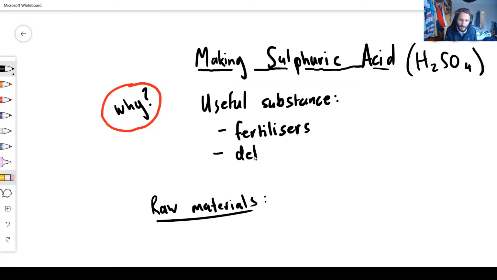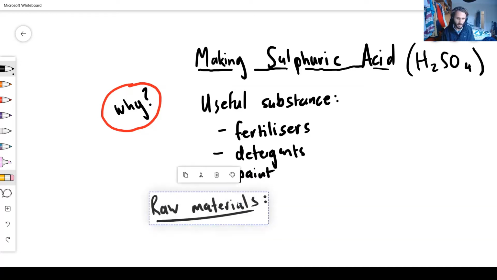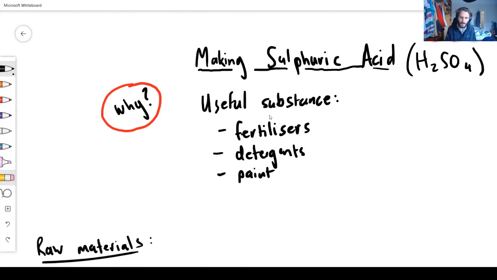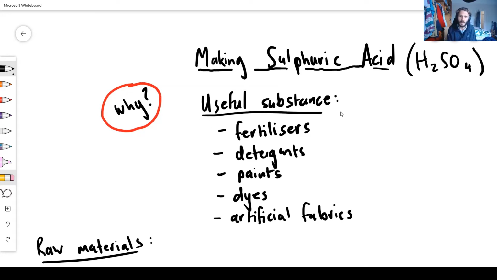Fertilizers, it's used in detergents. Those are things like when you're washing up, or when you want to clean something that has bacteria or anything like that, you can use sulfuric acid. It's also used in paints. Let's just move the raw materials. I'm going to teach this to you in a second. Just move that down there. It's used in paints. It's also used in dyes, and it's used in artificial fabrics. Okay, so it's a pretty valuable compound. So this is the reason why we make it in industry.